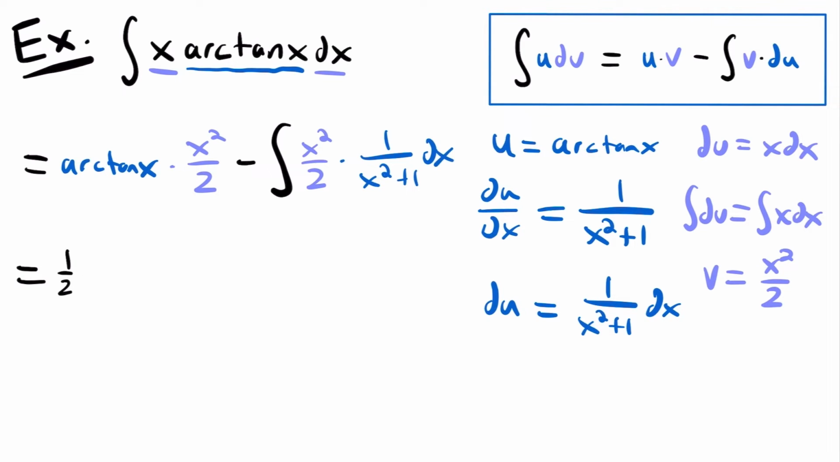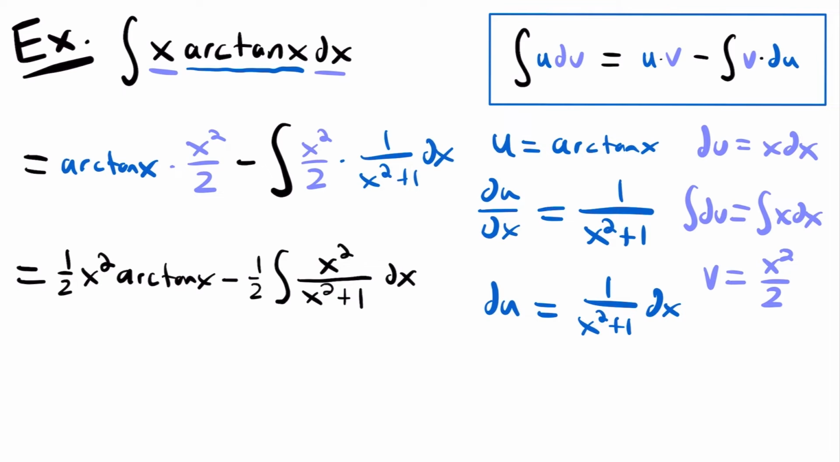We'll have 1/2 times x squared times arctangent x, and then we will subtract this integral, and I'll pull this 1/2 to the outside, so we'll have 1/2 times the integral of x squared divided by x squared plus 1 times dx. Okay, so I just multiplied x squared by this function, and so now we have this integrand for this integral. Now, how are we going to solve this integral?